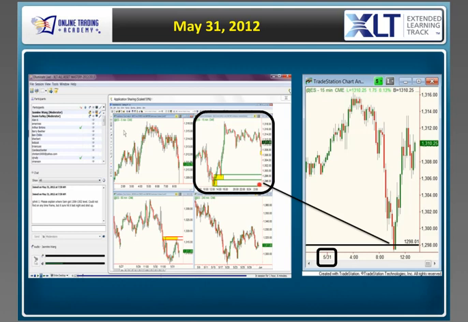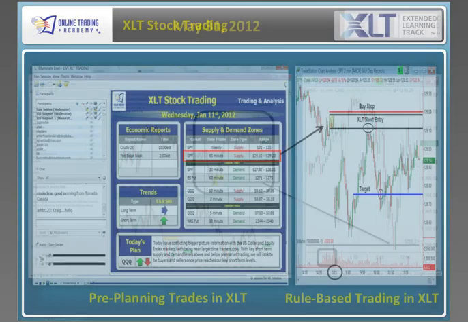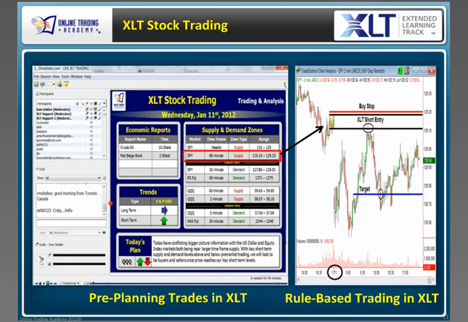But if the trade doesn't work out, it's not a big deal. It's a tiny loss. And of course, we always want to adjust our position size, so we're never risking more than we're willing to lose.